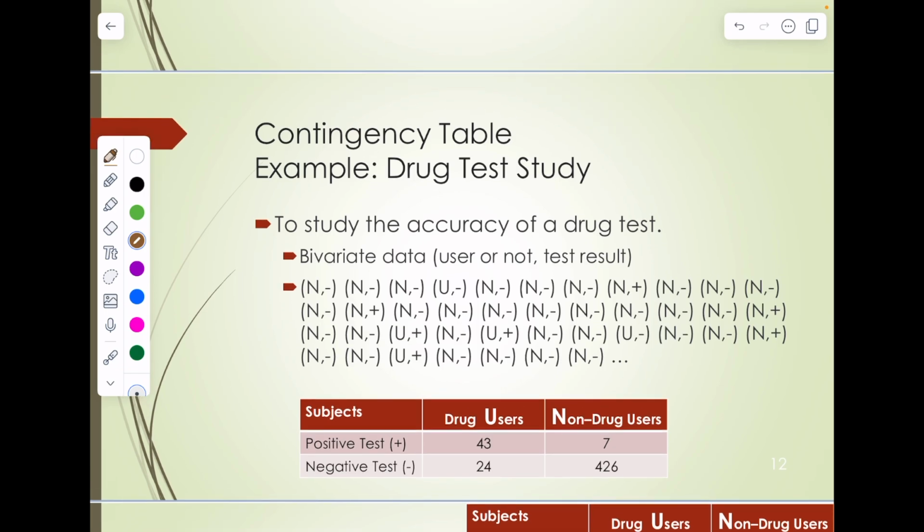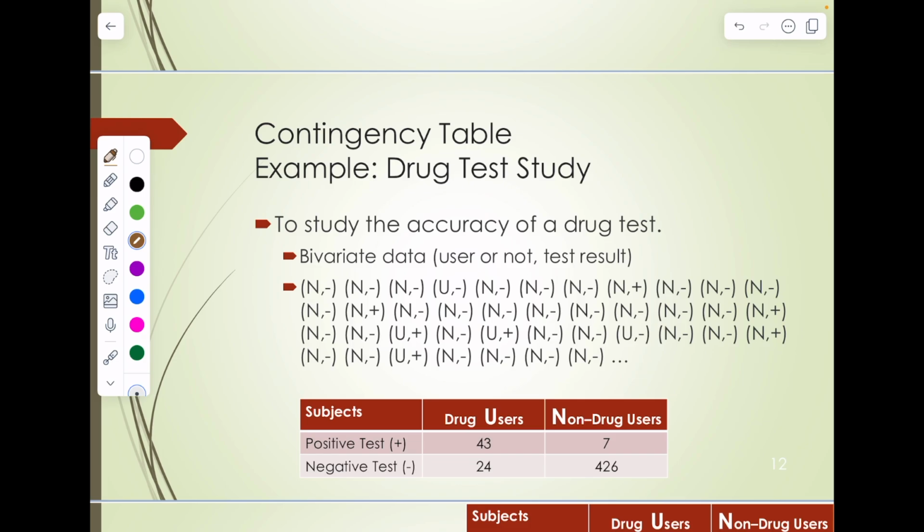So, first, we've got this study where we're trying to study the accuracy of a drug test. And so bivariate data is taken. For each subject, they are either identified as a drug user or a non-drug user, and they are given a drug test. The N and the U, N is for non-drug user, U is for drug user, and the minus is for a negative test result, and the plus sign is for a positive test result.